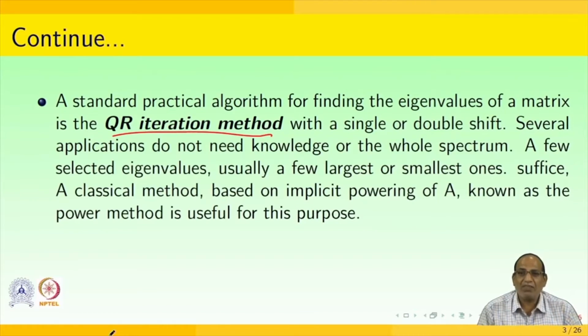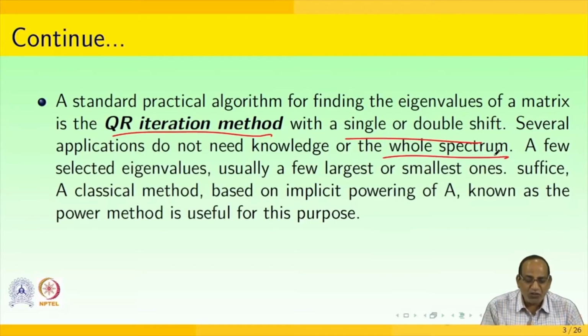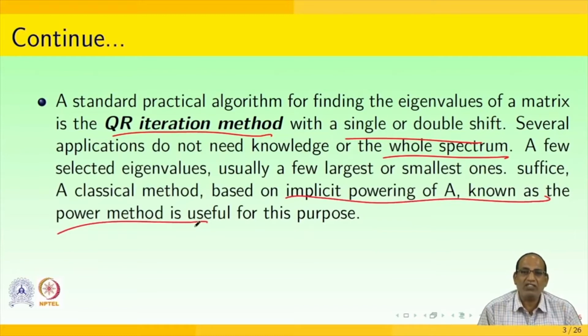What is this QR method? The QR method is a decomposition into two matrices Q and R, with a single shift or a double shift. We have seen that several applications do not need knowledge of the whole spectrum. A few selected eigenvalues, usually the largest or smallest ones, are sufficient. A classical method based on implicit powers of A, known as the power method, is very useful for this purpose.